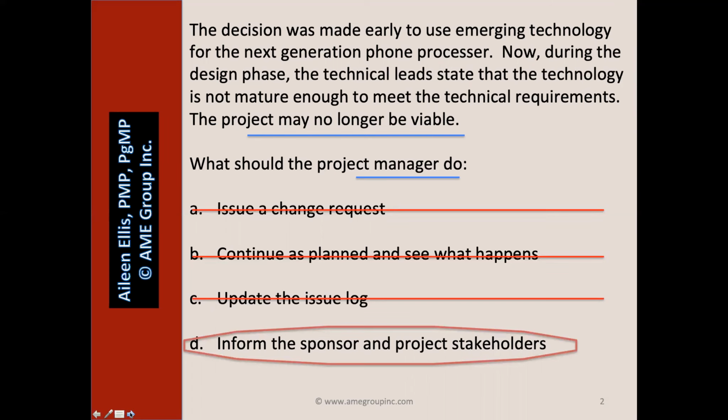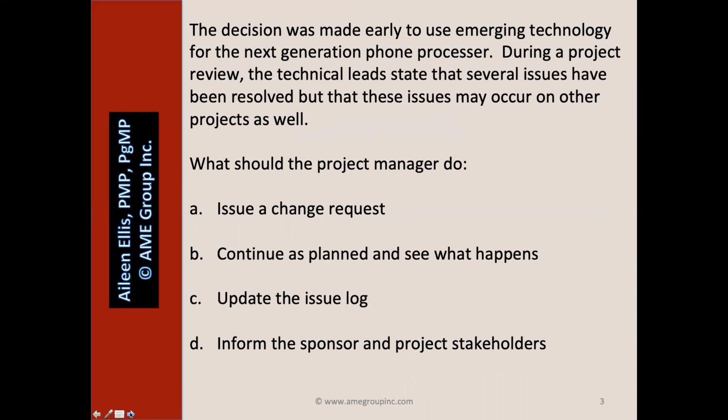Let's look at a similar question. The decision was made early to use emerging technology for the next generation phone processor. During a project review, the technical leads state that several issues have been resolved, but that these issues may occur on other projects as well. What should the project manager do? Pause the video and answer the question.